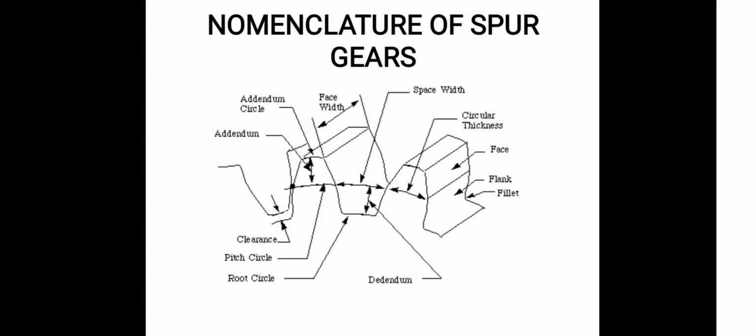The length of the tooth is called the face width. The top portion of the tooth is called the land. The side portion of the addendum of the gear tooth is called the face. The bottom portion of the addendum is called the flank. The corner portion is called the fillet. Fillet radius is 0.25 module. So the thickness of the tooth is called the face width.